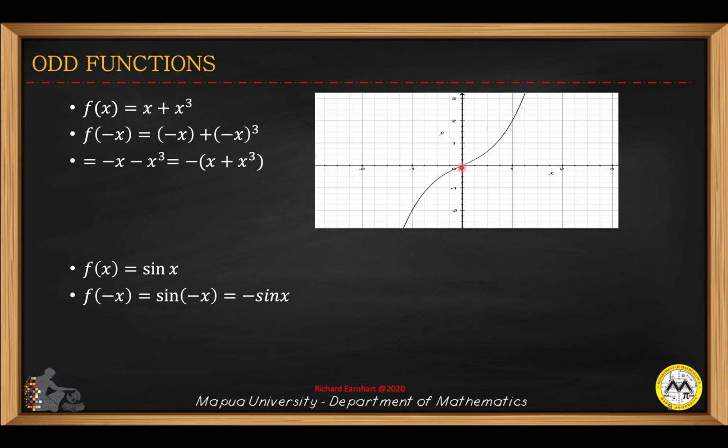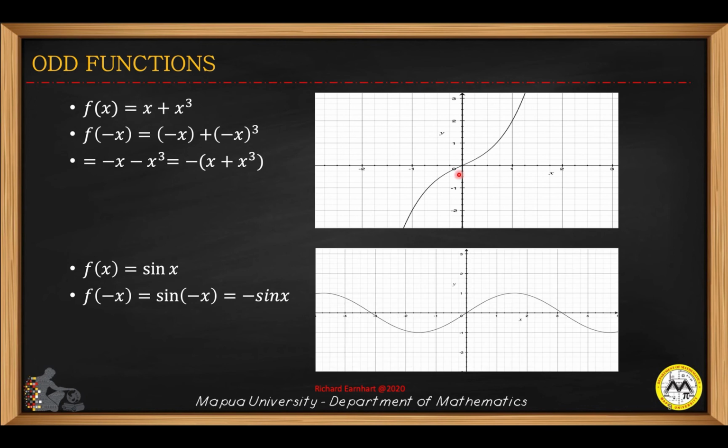So this is the graph of x plus x cubed, symmetric about the origin. The area here is the same as the area on the other side of the vertical axis, but this one is positive and this is negative area, so when you get the sum, the integral would be 0. So this is the graph of your sine function, which is symmetric about the origin.